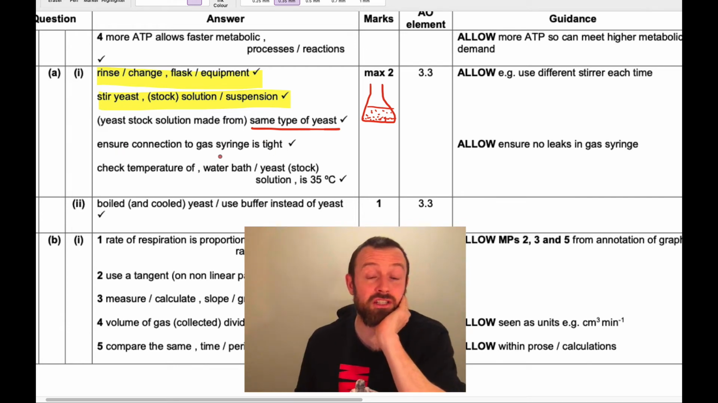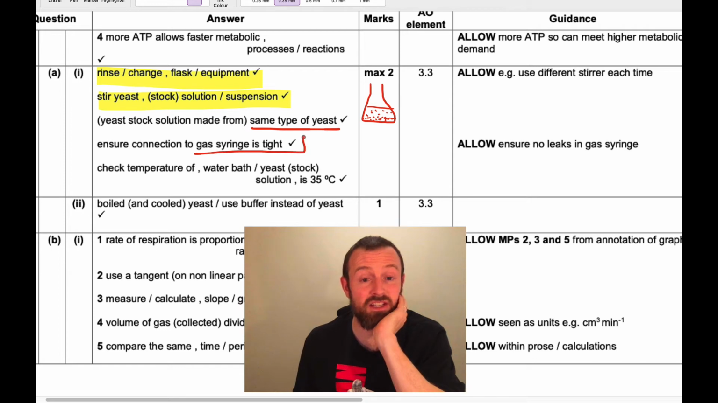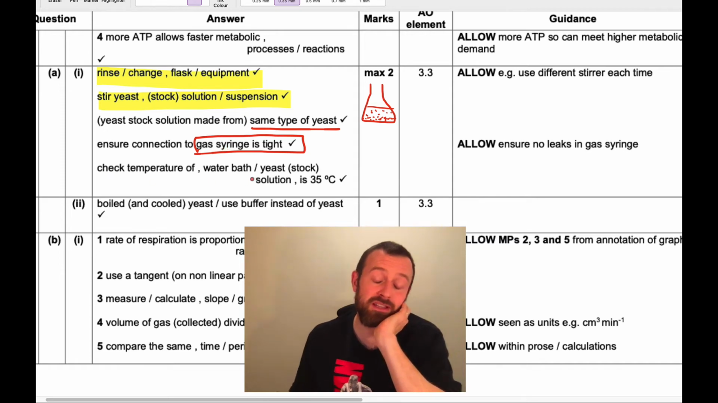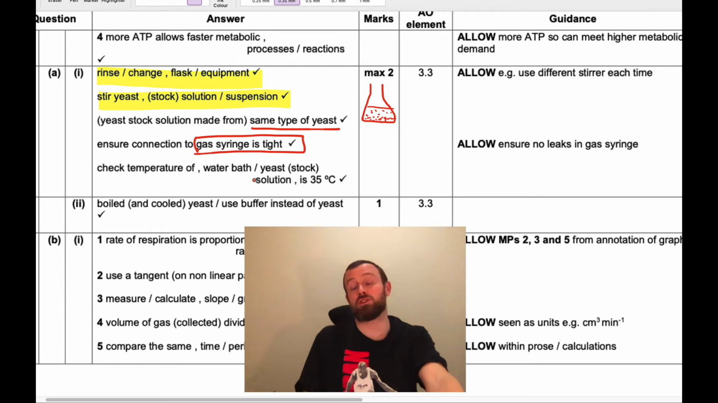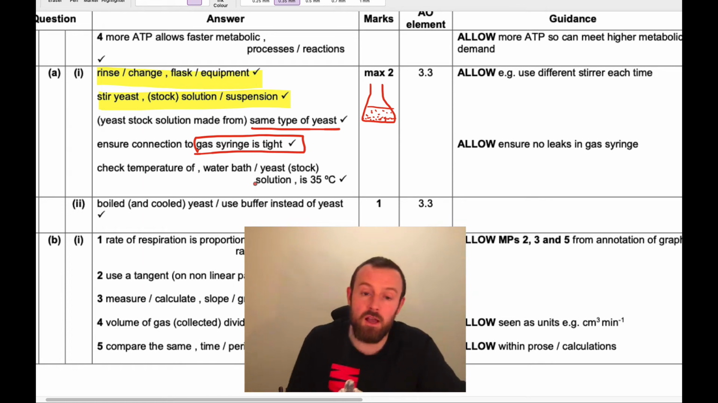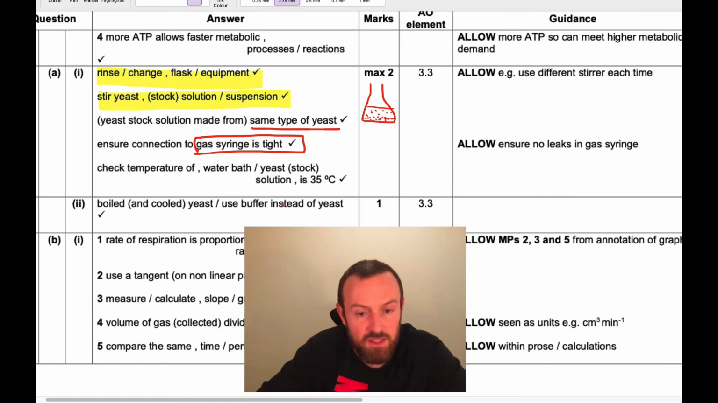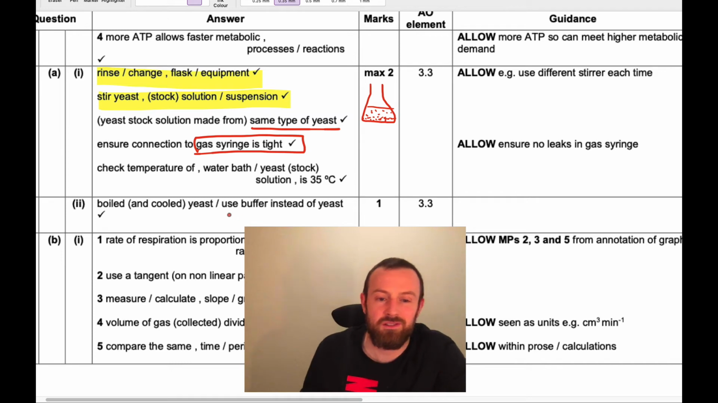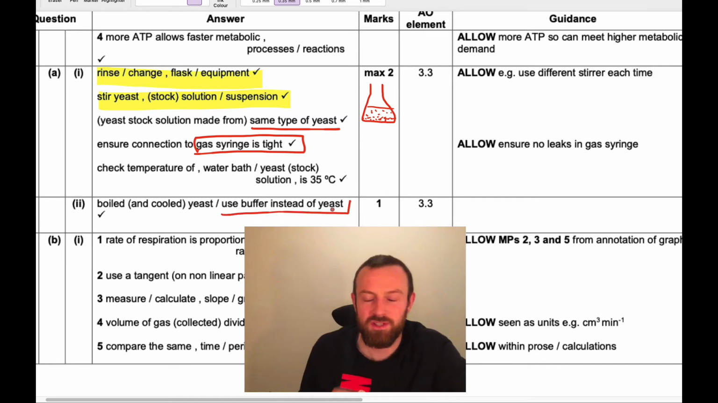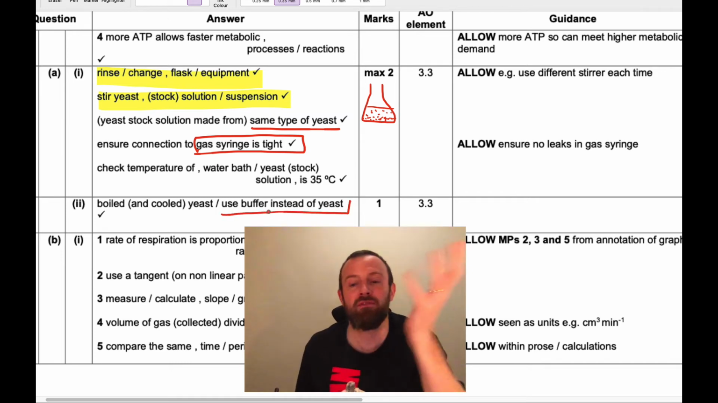This is a good one. Ensure the connection to the gas syringe is tight. Because each time, if there's a tiny leak, then you won't get any gas in the syringe and it will look like the yeast is not respiring. Also check the temperature of the water bath. Yes, that's a really good point. Maybe it's got too cold. You never know. So those are all good points. Boiled and cooled yeast, use buffer instead of yeast. So I would have said just use water instead of yeast, but use the buffer instead of yeast.